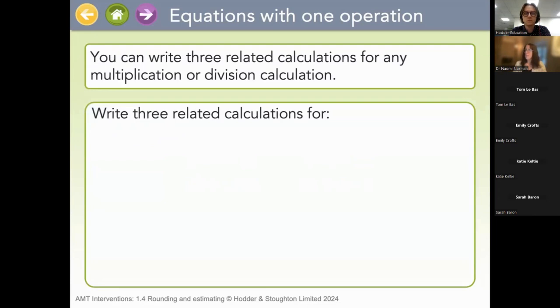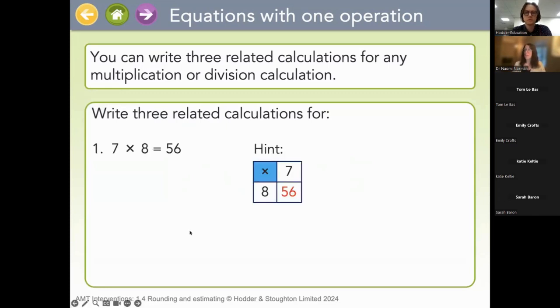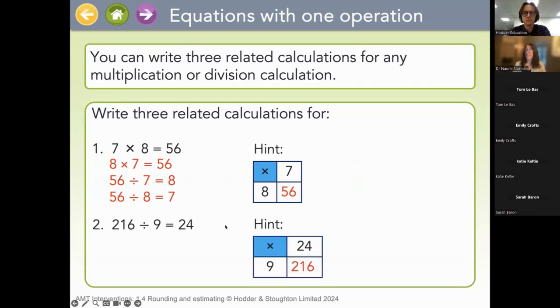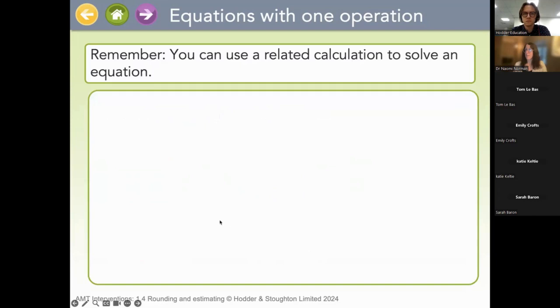Then once again, students practice the familiar idea with the familiar pictorial representation of multiplication grids in hints. So they can see that 7 multiplied by 8 gives 56, 8 multiplied by 7 gives 56, 56 divided by 7 gives 8, 56 divided by 8 gives 7. And they get that practice before they even start to work on the algebra.